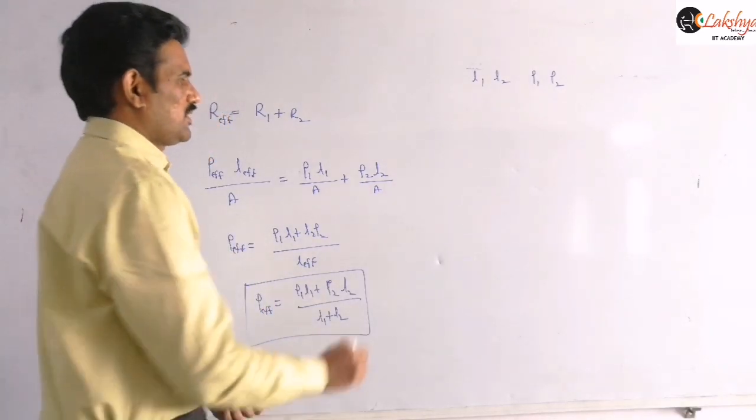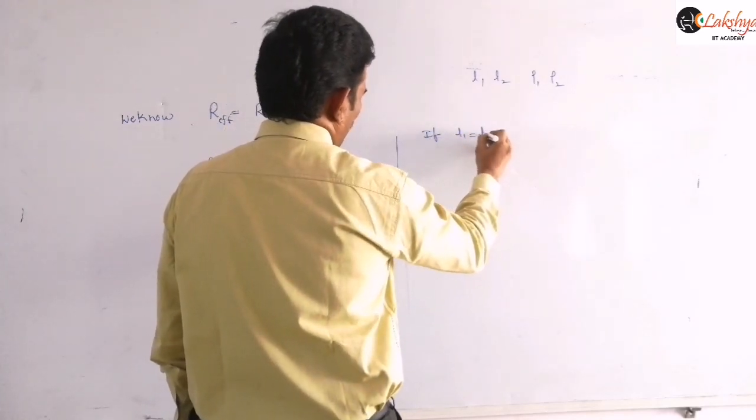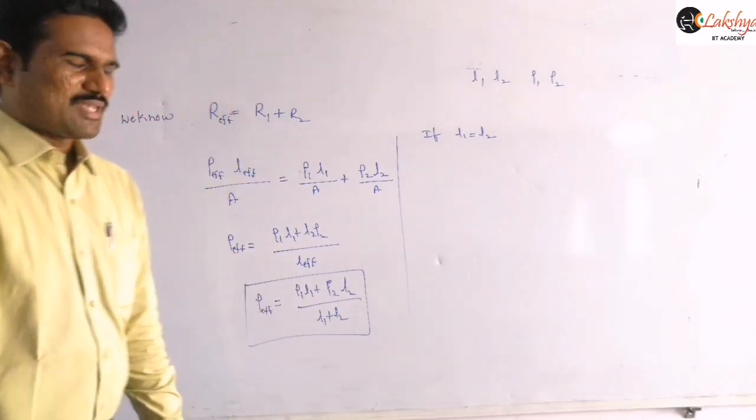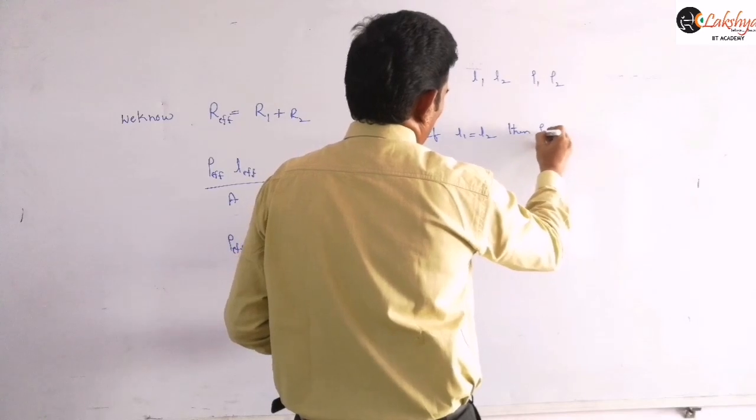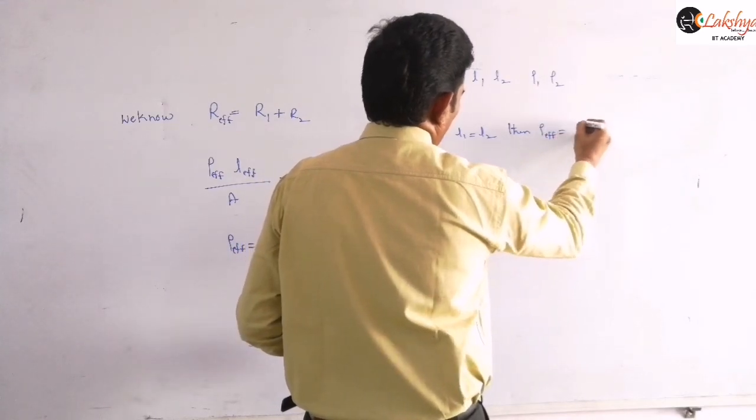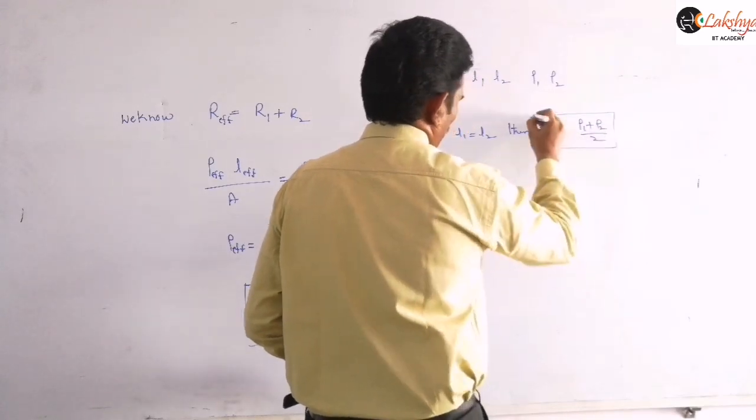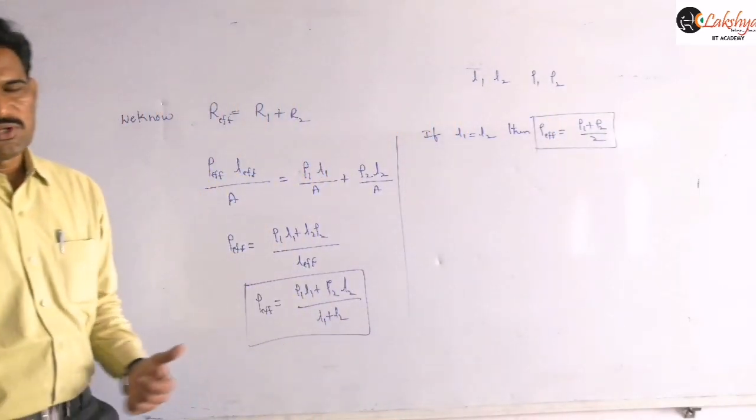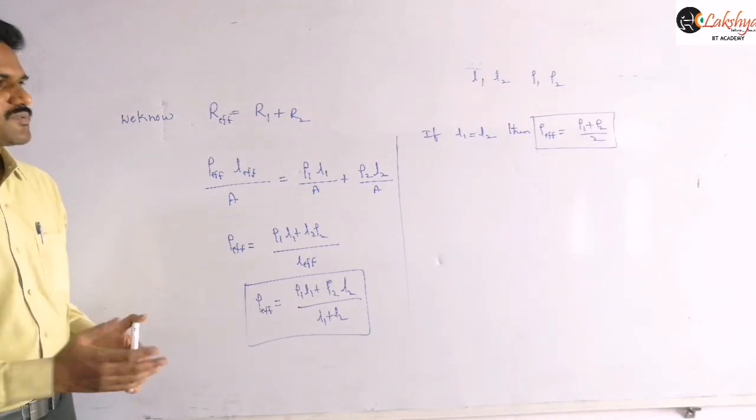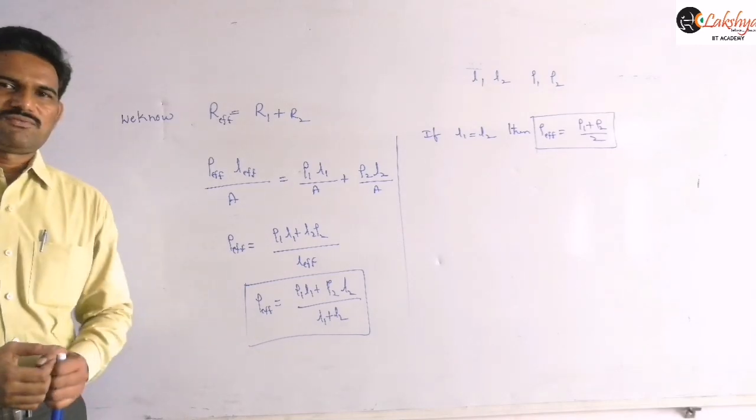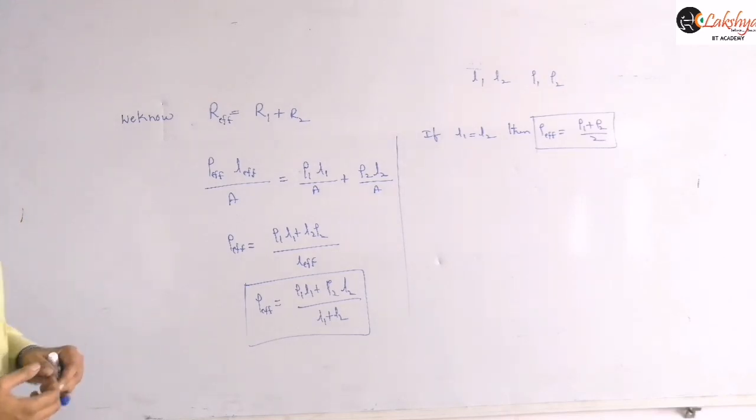For example, if L1 is equal to L2, if both have the same length, two identical-length resistors joined here, then this rho effective value will be equal to rho 1 plus rho 2 by 2, right? That means it is the arithmetic mean of those two resistivity values. Got it? So this is the general expression: when two resistors are joined together, the effective resistivity of the combination is given like this.